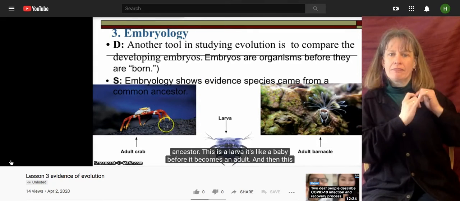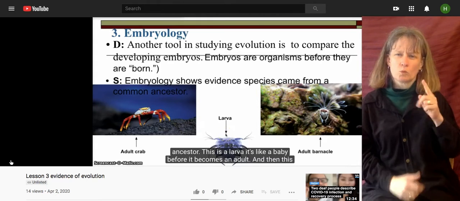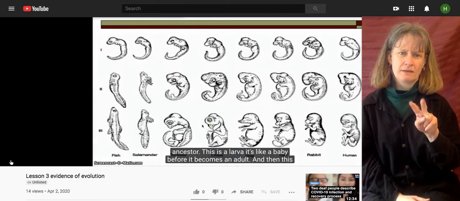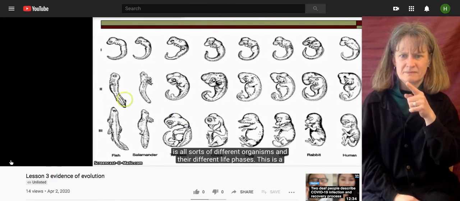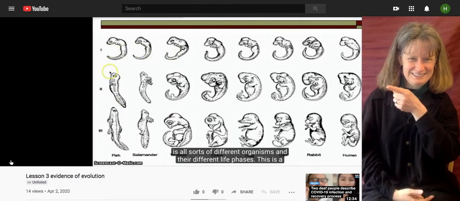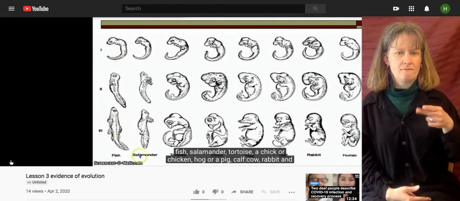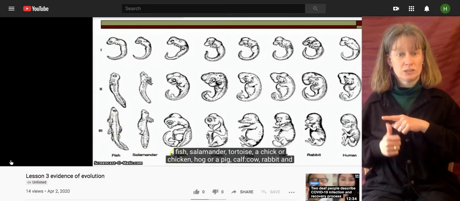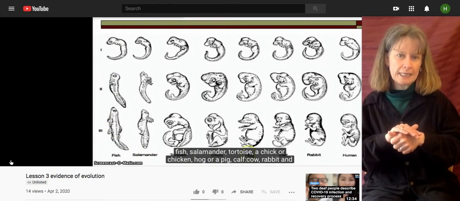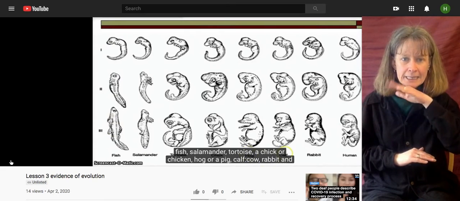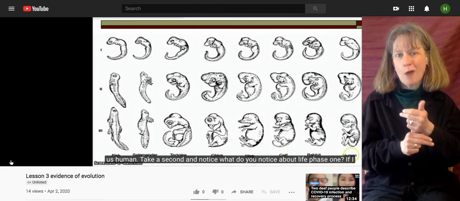A larva is like a baby before it becomes an adult. And then this is all sorts of different organisms in their different life phases. This is a fish, salamander, tortoise, a chick or chicken, a hog or a pig, calf, cow, rabbit, and us, human.